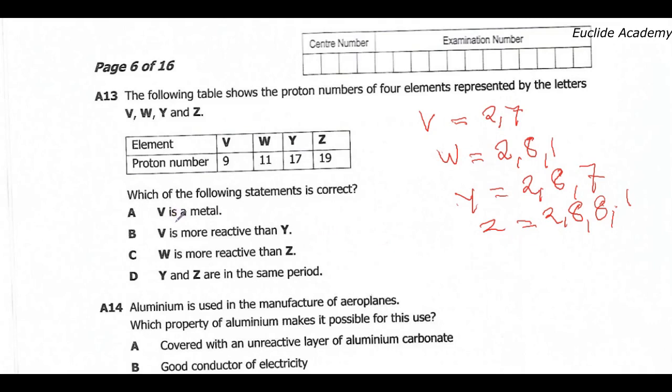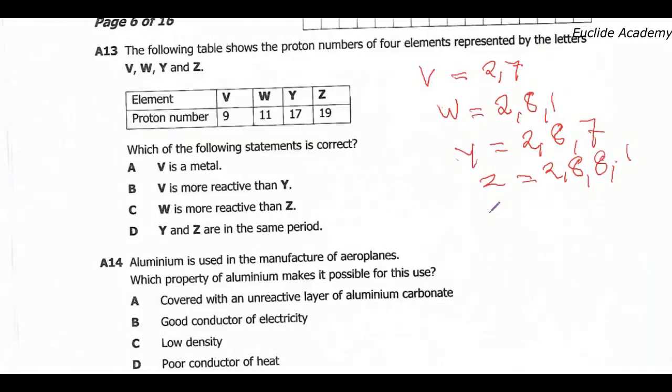So let's look at the statements again. V is a metal, so V is not a metal, it has got 7, so this one is not correct. V is more reactive than Y, so not really, we are seeing they've got 7, so it's not correct. W is more reactive than Z, not really, because we can see the 1 there. Y and Z are in the same period. So looking at this question again, let's use cancellation. We try to cancel, so we can cancel this. That's not the answer.